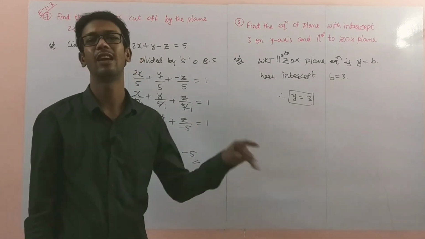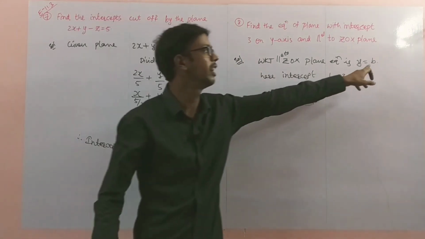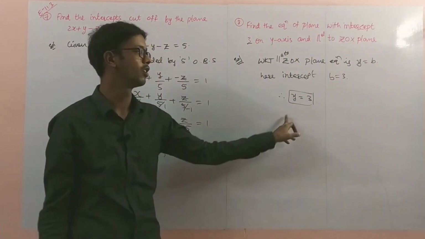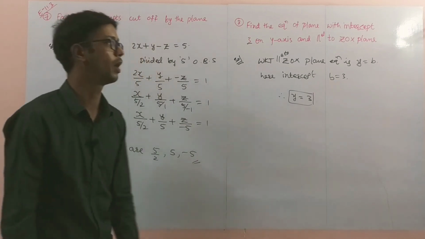For ZOY, z equal to a. A is nothing but the intercept here. Y intercept is b. Here, how much y intercept did they give? 3 they gave. So y equal to 3 is the answer. So pause the video to note it down.